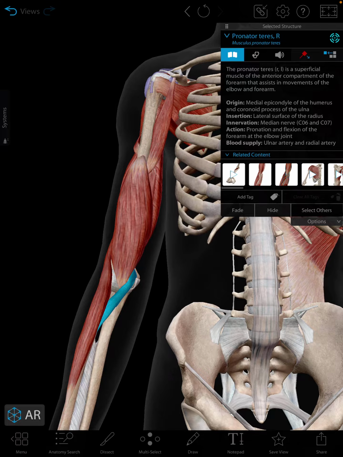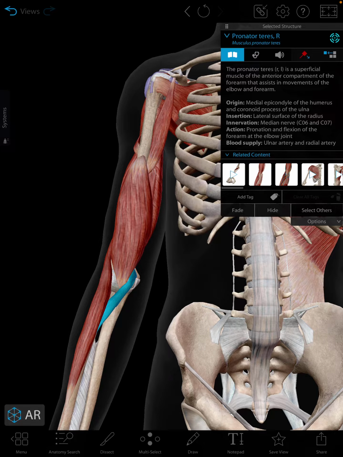Well, it's called the pronator teres, so it probably pronates the forearm, and that's exactly what we see. If you recall, pronation is going from a palm up position to a palm down position. Whenever we are in a pronated position, we have our radius and our ulna crossing each other, so they are not parallel. Whereas whenever we're in the supinated position, we have the radius and the ulna in a parallel orientation.